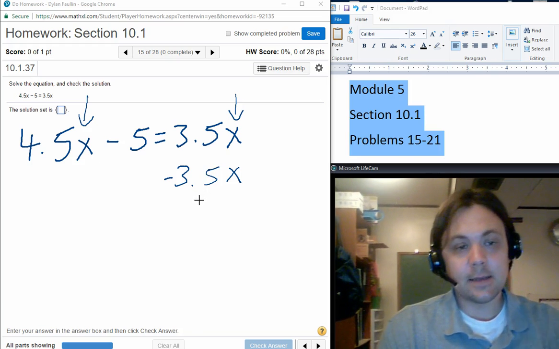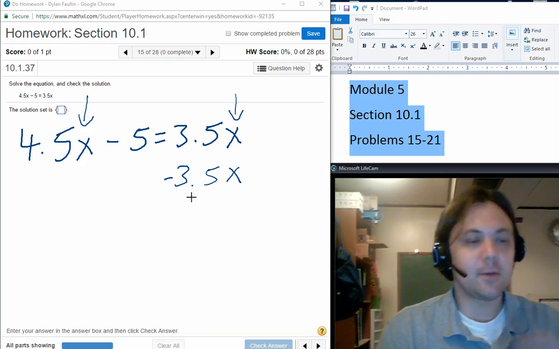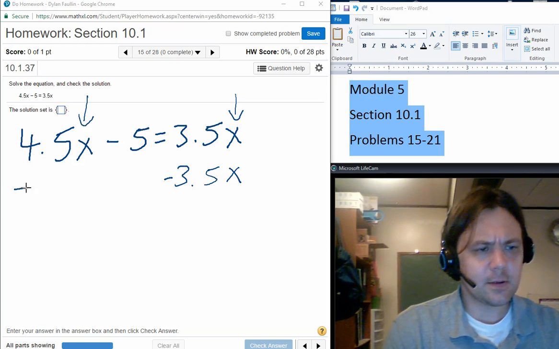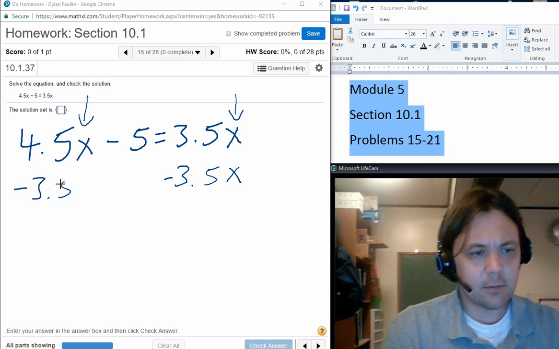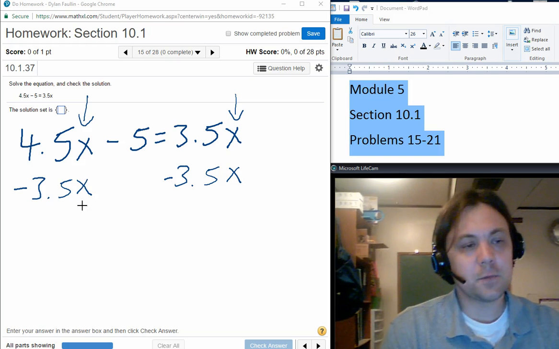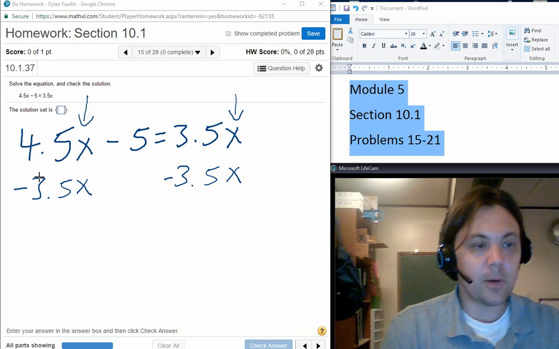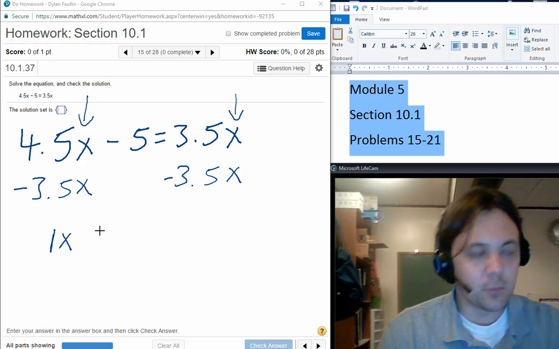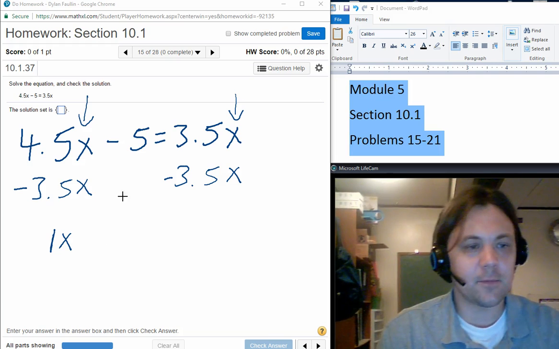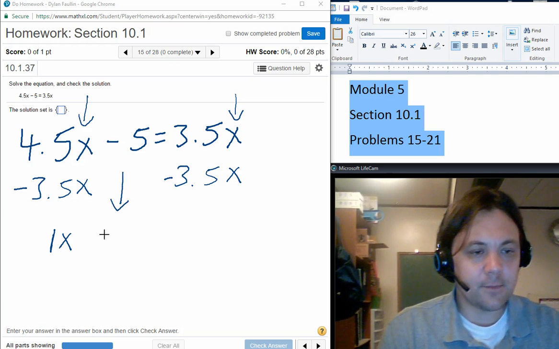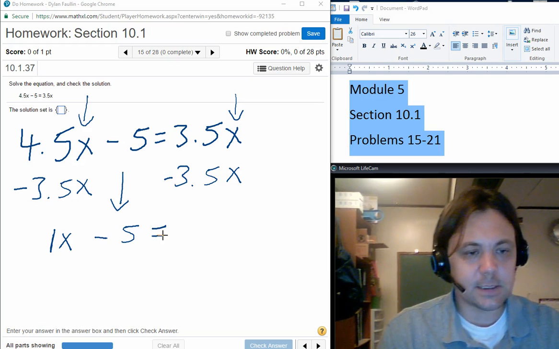But the rule is if I do something to the right-hand side of the equation, I got to do the same thing to the left-hand side of the equation. So I'm going to subtract 3.5x from the left-hand side as well, and I'll just combine it with like terms. So I'll combine it with the 4.5x. 4.5 minus 3.5 is going to be 1. So we'll get 1x, which the 1 really doesn't need to be written, but I'll just put it there for now. The minus 5 didn't do anything, so we're just going to copy it down. Same thing with the equal sign.